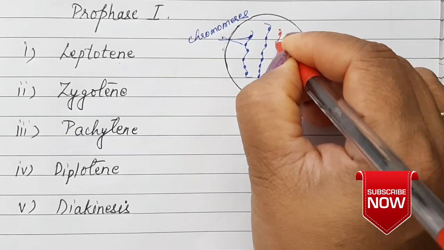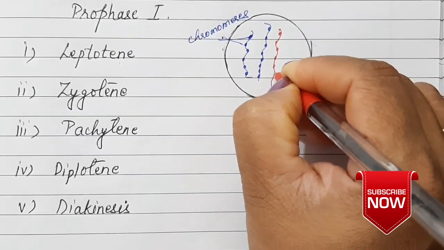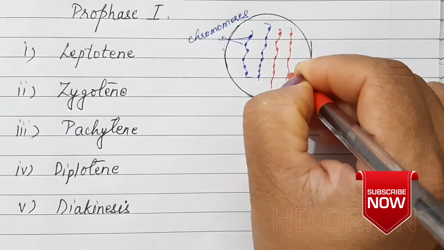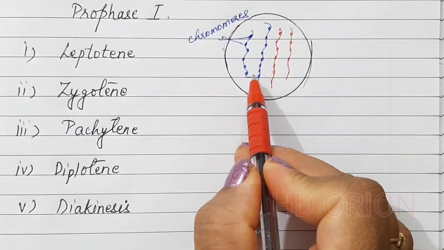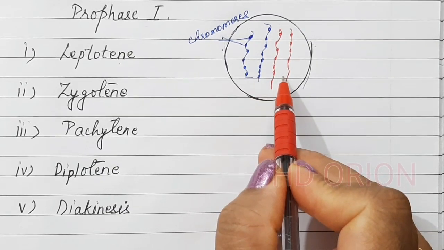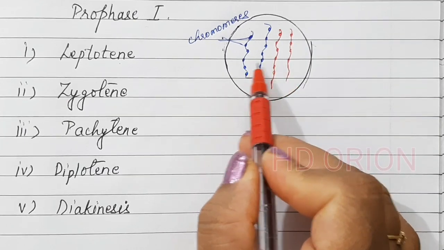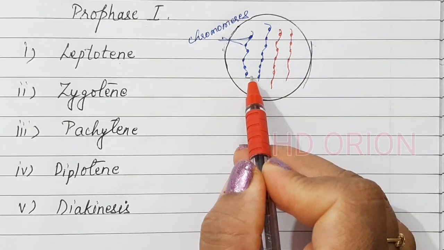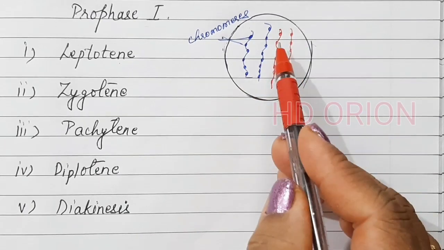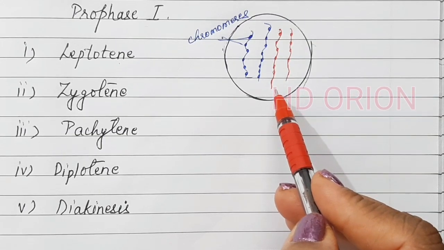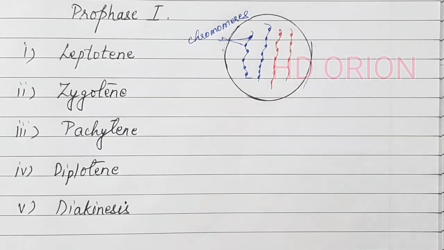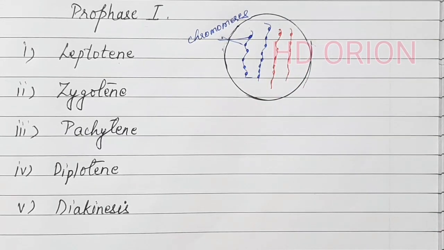I am using two different colors because these are homologous chromosomes. One set comes from the father and the other set comes from the mother. That means one is paternal and another one is maternal. So these are called homologous chromosomes. So I have shown the paternal chromosome and the maternal chromosome with two different colors. What we see in leptotene is just the chromatin reticulum. It is not in the form of a chromosome right now. It is a long thread-like structure with a beaded appearance and two different colors to represent the paternal and the maternal chromosome.